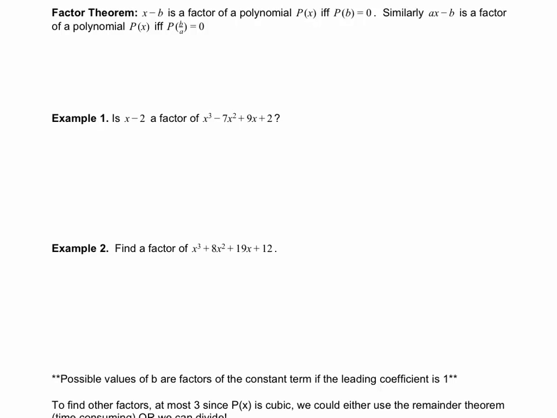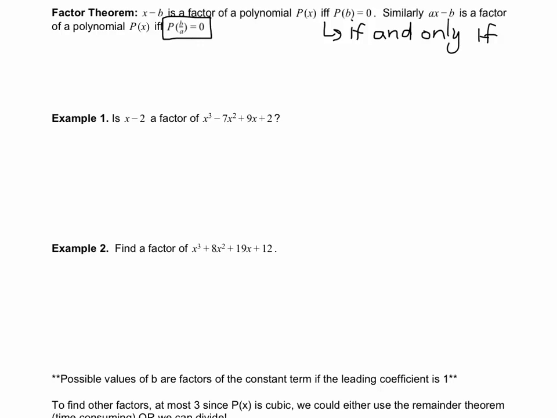In this video, we are going to look at the factor theorem. The factor theorem says that x minus b is a factor of a polynomial p of x if and only if, so this "iff" with the extra f means if and only if, p of b is equal to 0. Similarly, ax minus b is a factor of a polynomial p of x if and only if p of b over a is equal to 0.